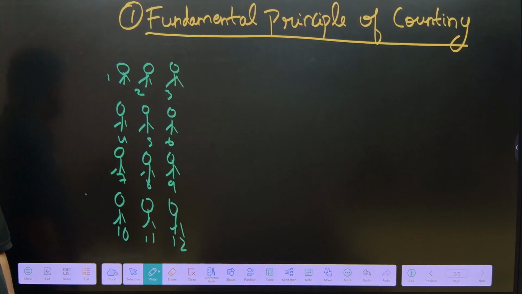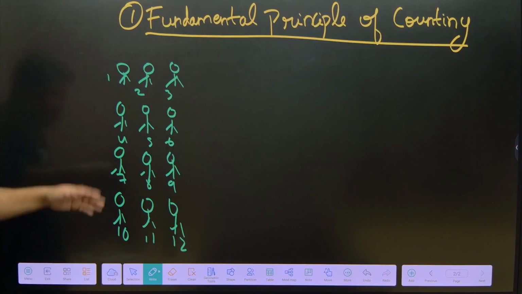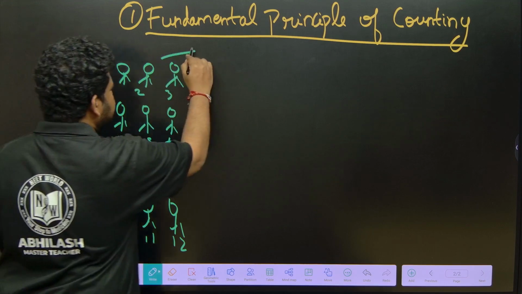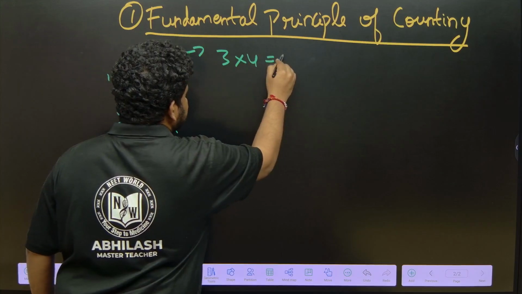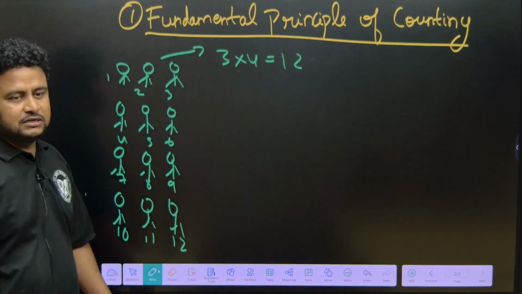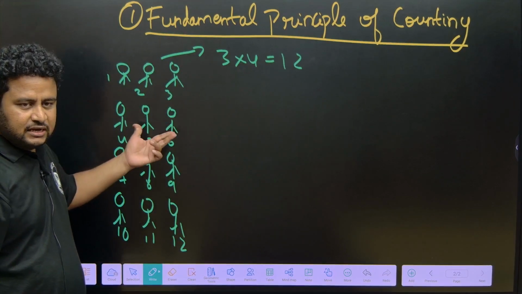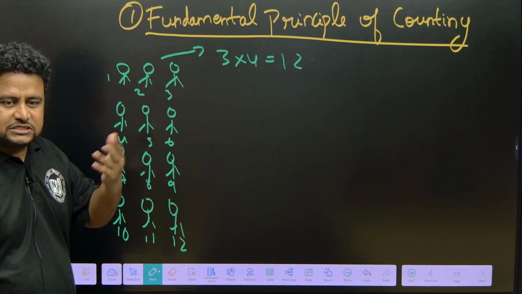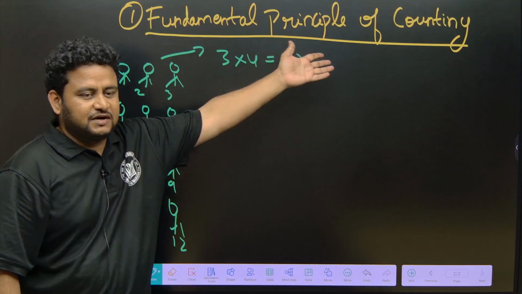Okay. This is what we do. But instead of that, if in a single row 3 persons are sitting and there are 4 benches, what will I do? If I am a maths teacher, definitely I will not count 1, 2, 3 like this. I will do 3 into 4, which is 12. This logic is nothing but 3 people arranged in 4 benches, that is 3 into 4. This way of counting is called fundamental principle of counting.